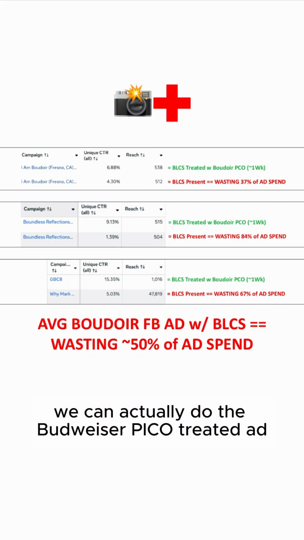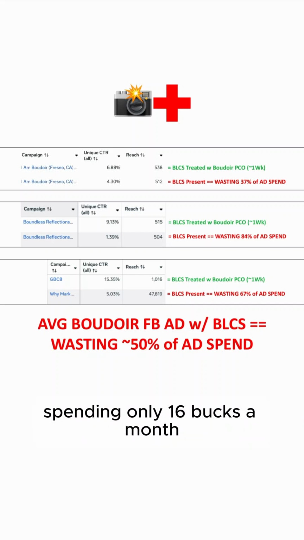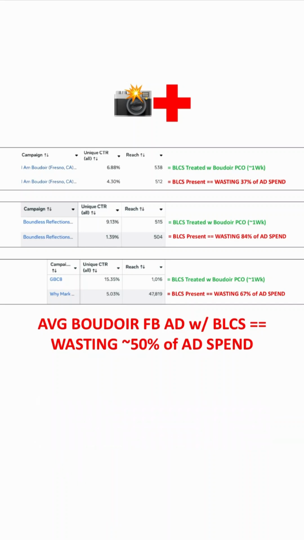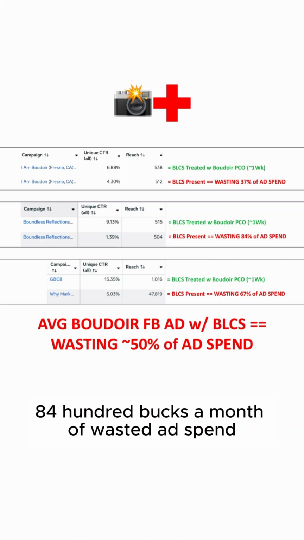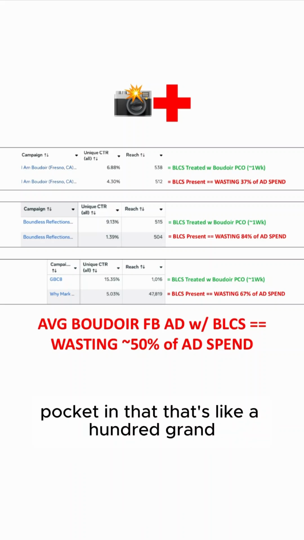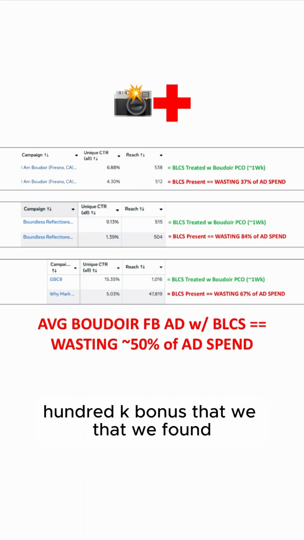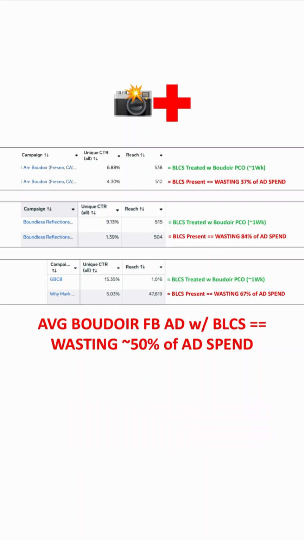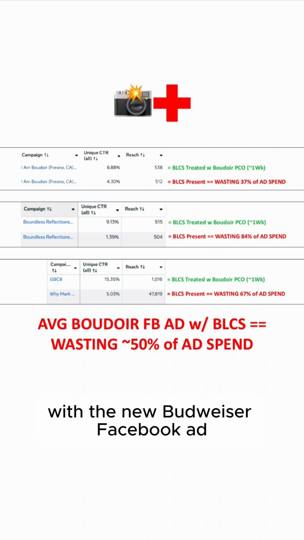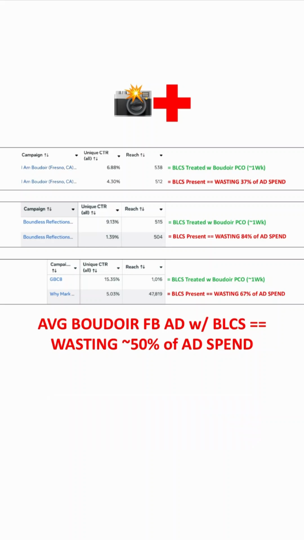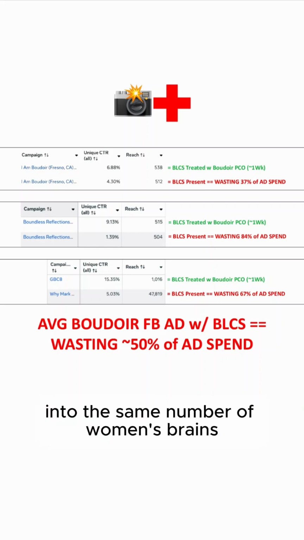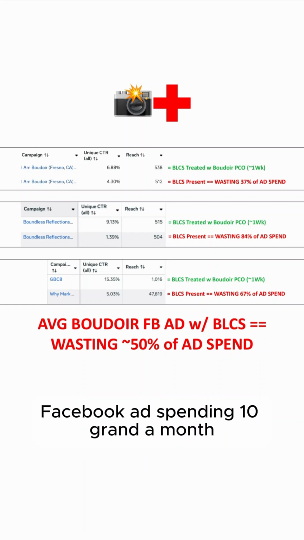Instead of doing that, we can actually do the Boudoir Pico treated ad, spending only $1,600 a month. So what are we doing here? Eliminating that $8,400 a month of wasted ad spend, pocketing that. That's like a 100K bonus that we found by not wasting that money and spending $1,600 a month with the new Boudoir Pico treated Facebook ad. We're getting our ad into the same number of women's brains as the original Boudoir Facebook ad, spending 10 grand a month.